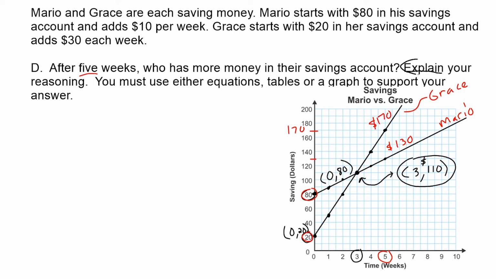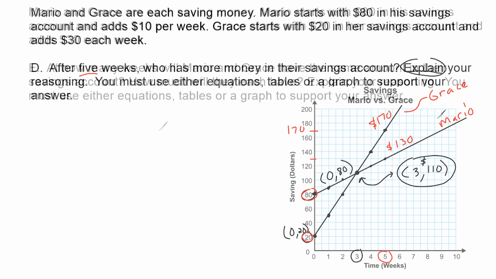So to explain our reasoning, we could say something like this. We could say something like, if you locate 5 on the x-axis and then you go straight up and see what the y value is for each one of the relationships or lines that represent Mario and Grace, we can see that Mario has $130 at that point in time, and Grace has $170 at that time, which is $40 more than Mario. All right, we have one more part, which is part E.